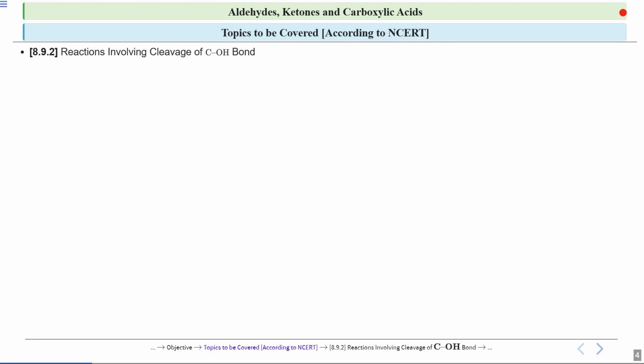Now for your reference, I have mapped the NCERT sections which we will cover today. So we will cover section 8.9.2, which is reactions involving cleavage of C-OH bond. And we will see section 8.9.3, which is reactions involving COOH group. And finally, we will summarize whatever we have studied in today's lecture.